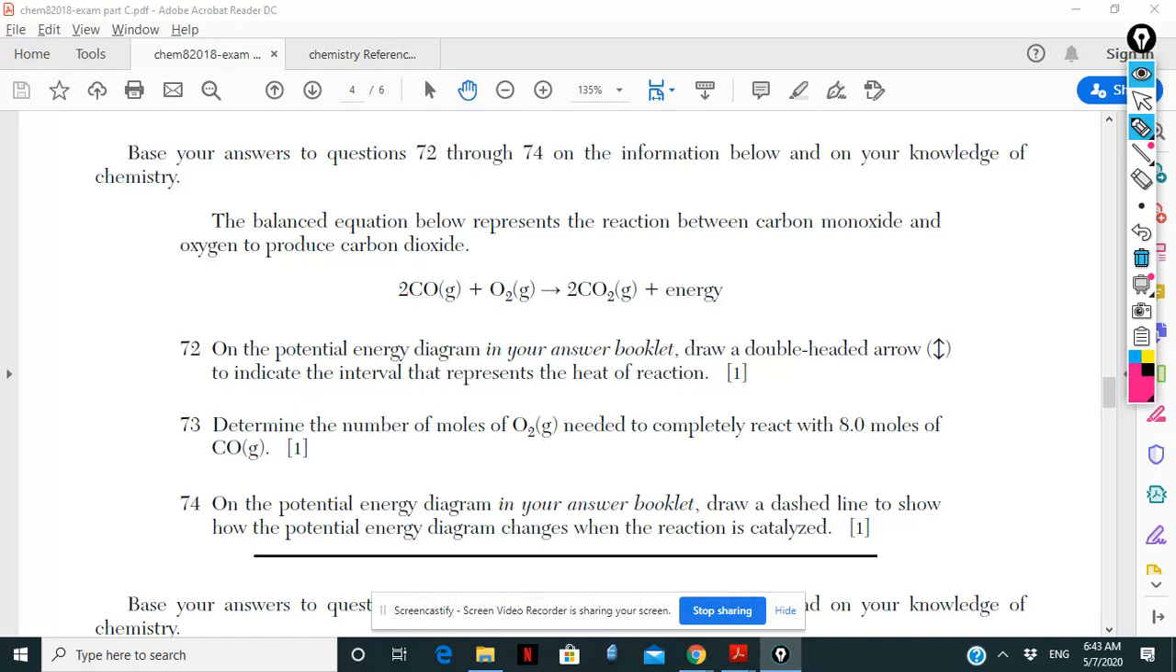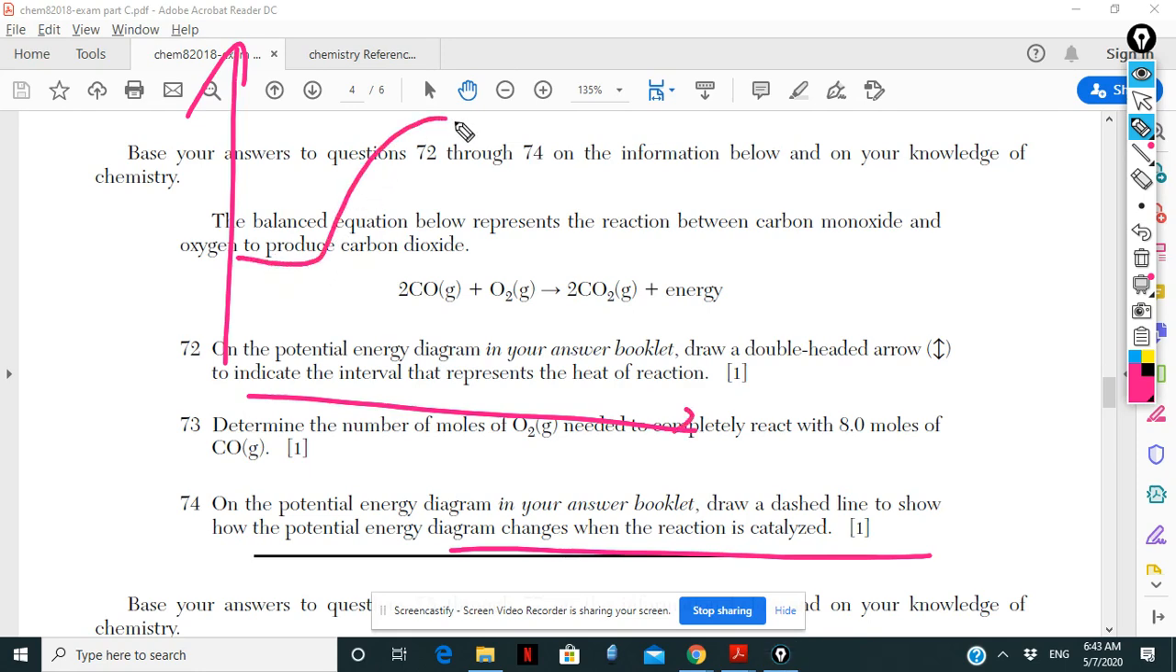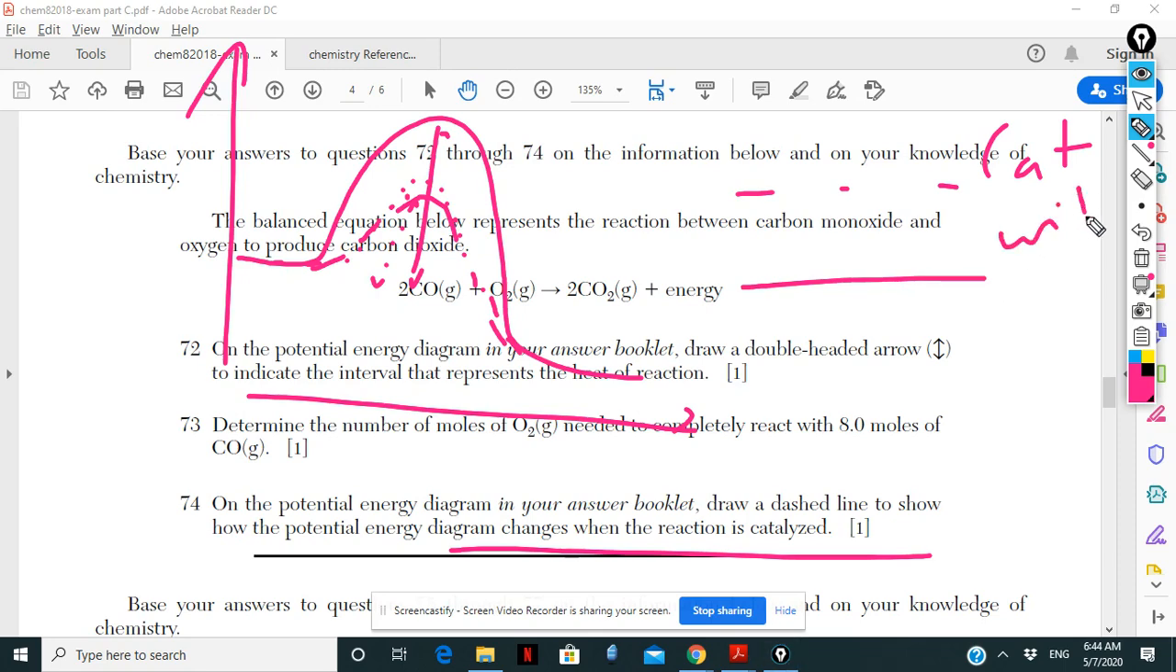Now, catalyzed. We know that the original reaction is like that. When we have a catalyst, it affects the activation energy. So the peak is going to be lower, but I still have the same energy for reactant and product. So that's going to be the curve for the catalyst, and that's without catalyst.